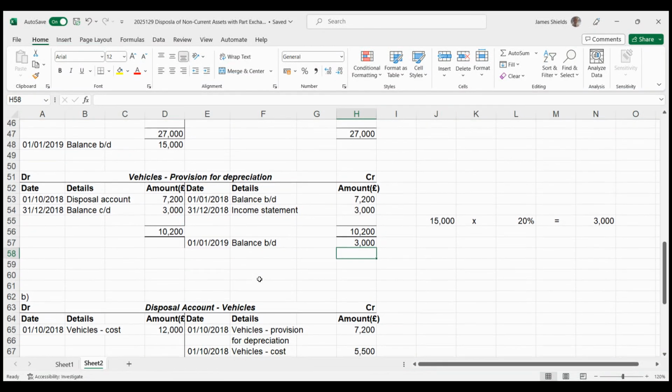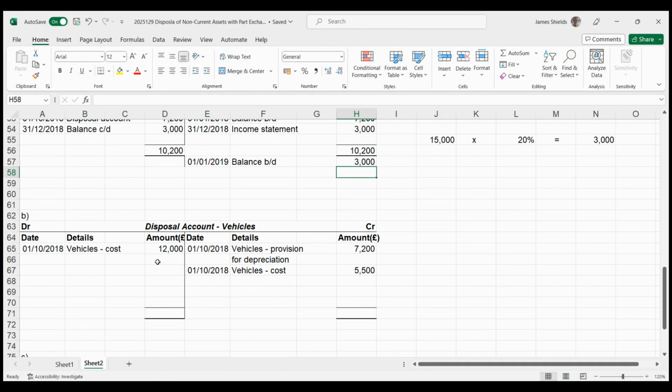Now, our disposal account. We've got the vehicle cost on the debit side of 12,000. The provision for depreciation on that vehicle at time of disposal was 7,200, and the part exchange allowance was £5,500. So now again, we'll find the balancing figure. So the debit side at the moment totals 12,000, and the credit side totals 12,700. So that's the largest total. So 12,700 on the credit side. Debit side must be the same because both sides must balance to the total amount.